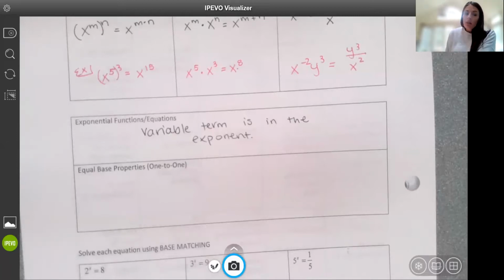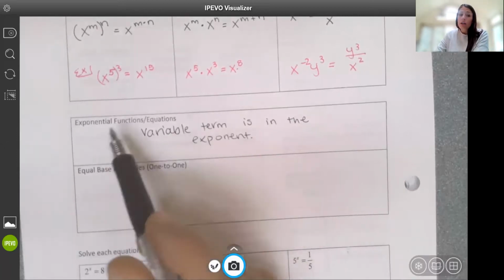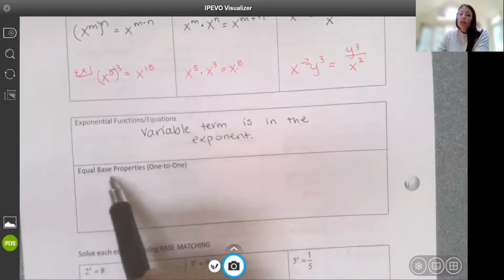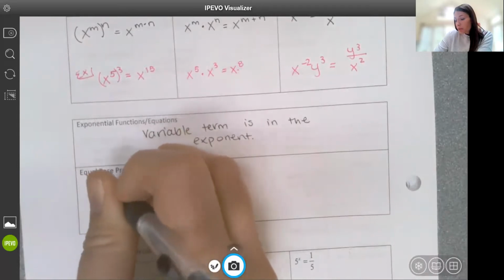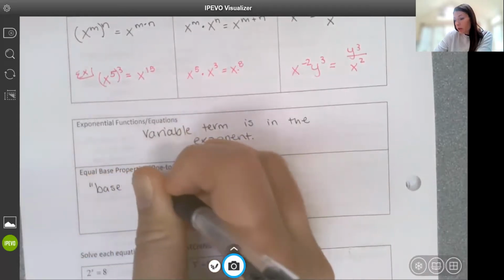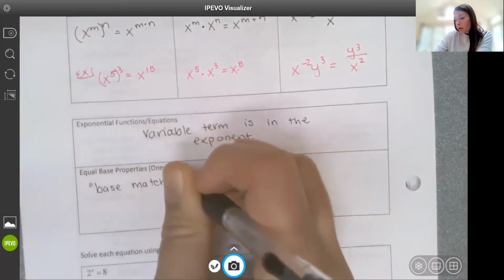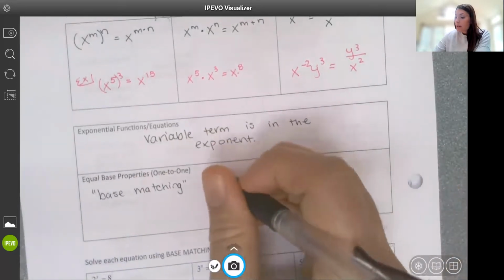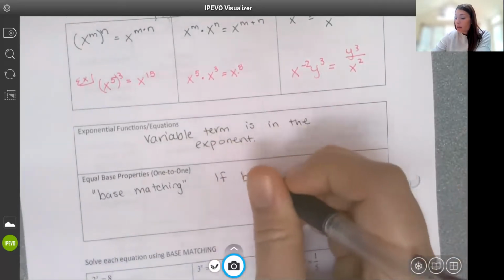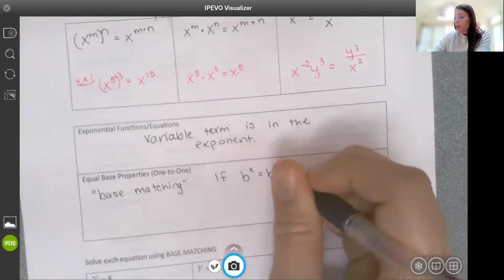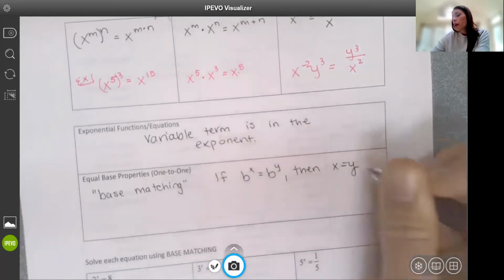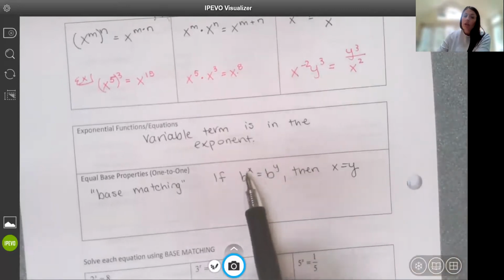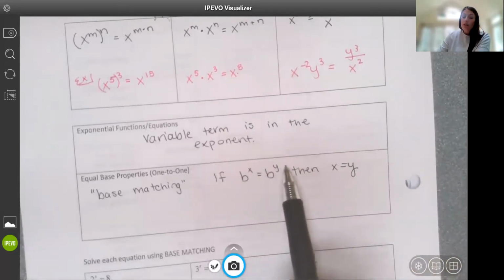So the property that we use to solve our exponential equations is called the equal base property, or I like to just call it base matching. And that property says that if b to the x equals b to the y, then x must equal y. Okay, that these exponent values must be the same.